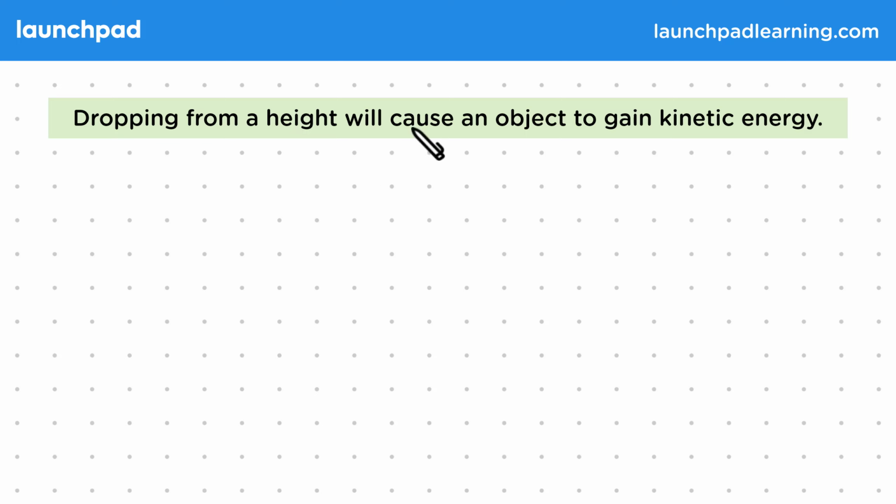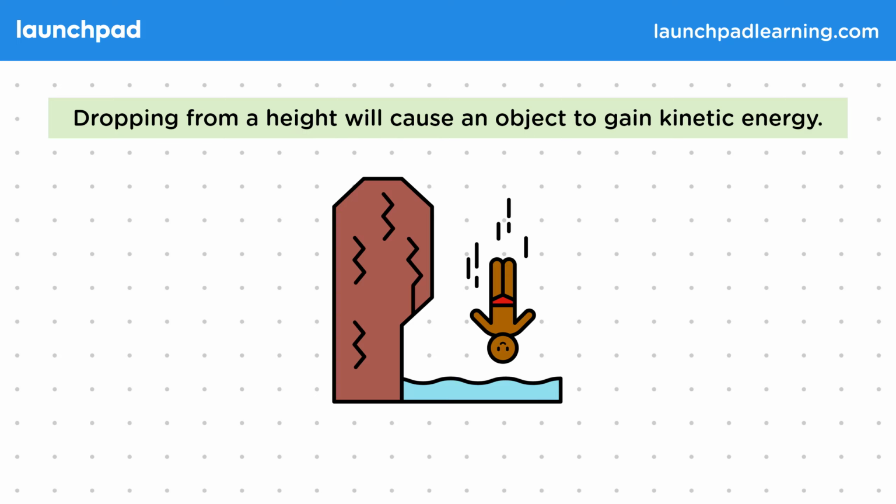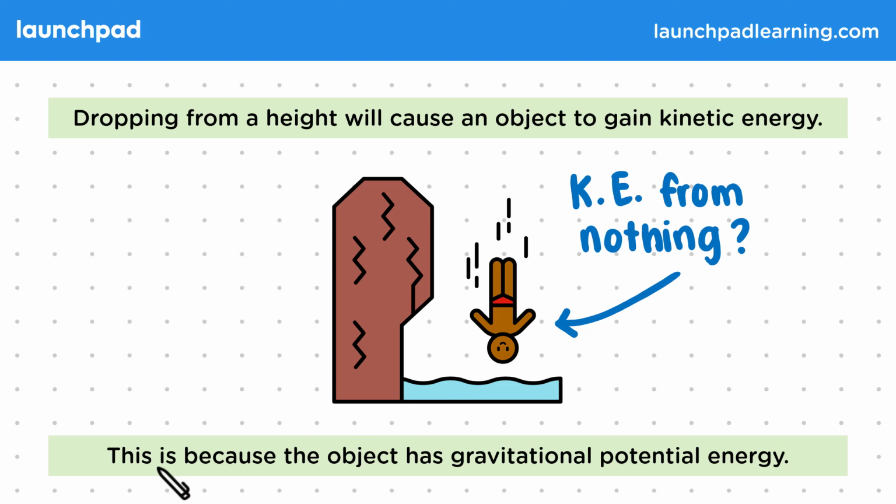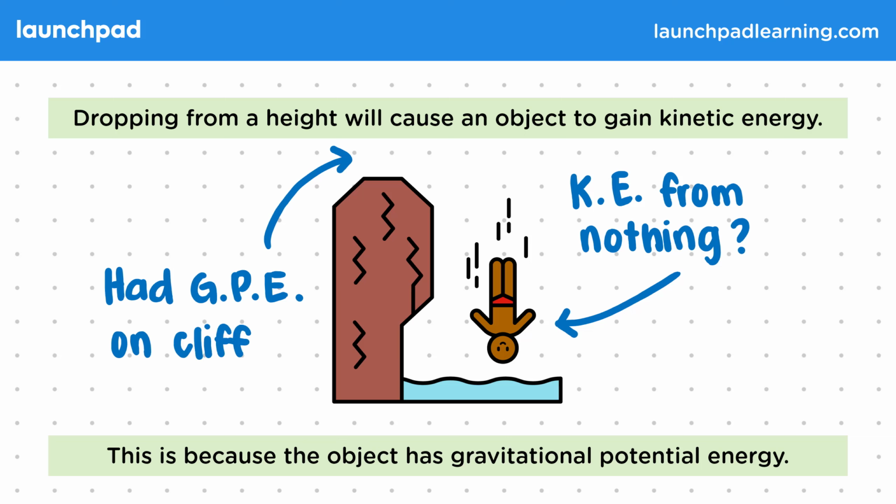Dropping from a height will cause an object to gain kinetic energy. A diver, for example, gains kinetic energy despite seemingly having no input energy store, so it's as if the kinetic energy comes from nothing. This is because the object has gravitational potential energy. So the energy store is gravitational potential energy, which the person had on the cliff before they jumped off.